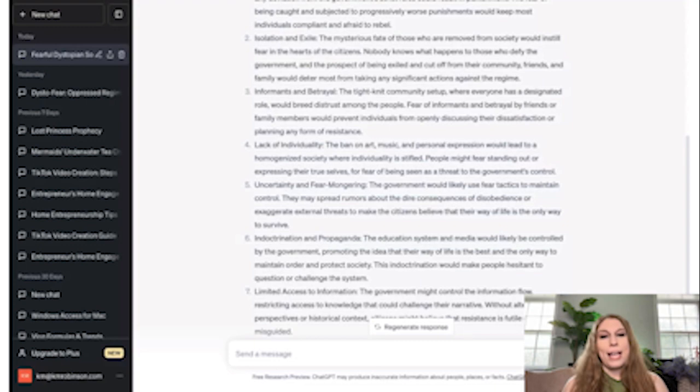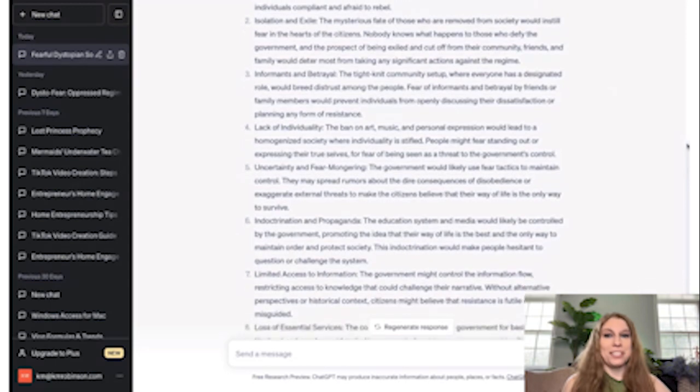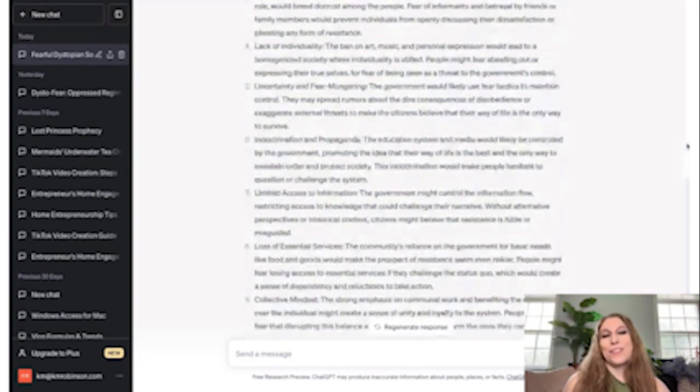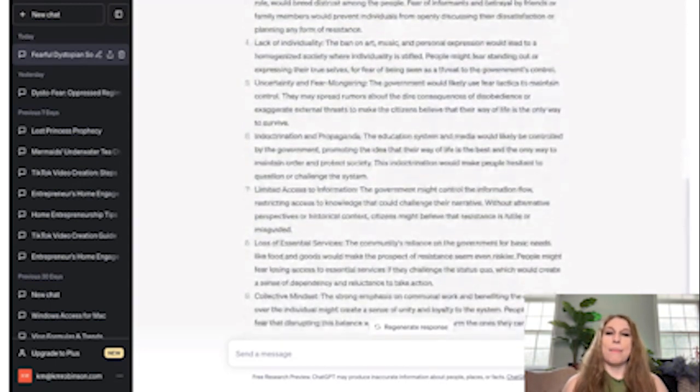Number 4, lack of individuality. The ban on music, art, and personal expression would lead to a homogenized society where individuality is stifled. People might fear standing out or expressing their true selves, for fear of being seen as a threat to the government's control. Number 5, uncertainty and fear-mongering. We love to hear that when it comes to especially dystopian ebooks. The government would likely use fear tactics to maintain control. They may spread rumors about the dire consequences of disobedience.